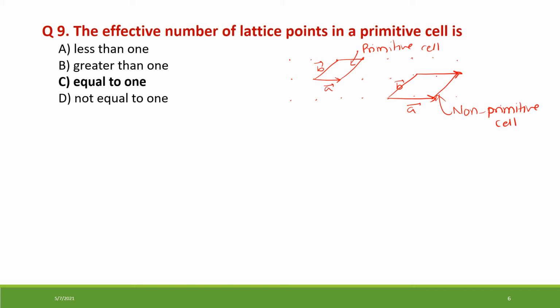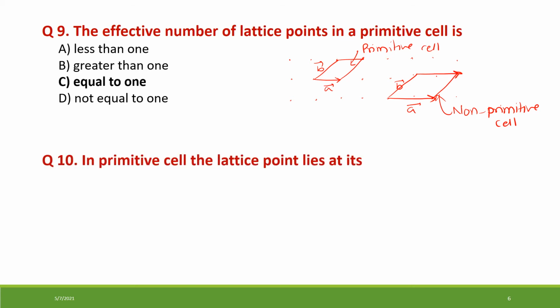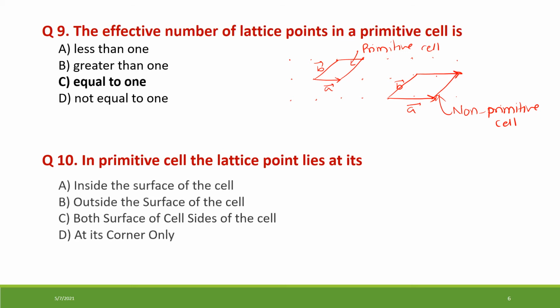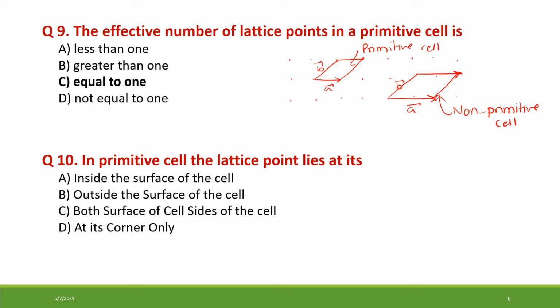Now next question. In a primitive cell, the lattice point lies at its, the options are: A, inside the surface of the cell; option B, outside the surface of the cell; option C, both surface of the cell; and option D, at its corner. And the correct option is that in a primitive cell the lattice point lies at its corner only, right? Because here I've already shown the primitive cell, these lattice points are at the corner only.